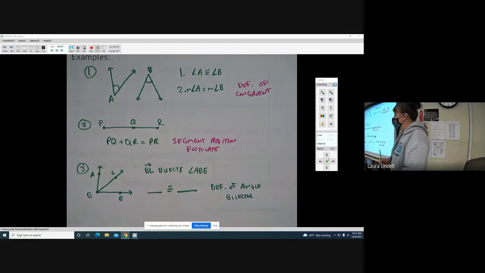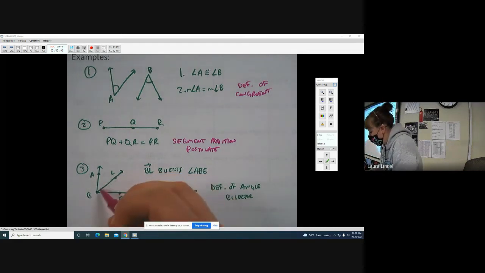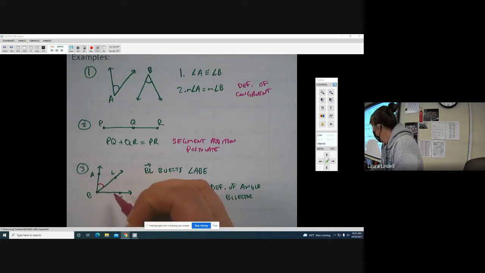So usually what I like to do when I'm given a situation like this is, okay, we've got BL bisects angle ABE. What can I label in my picture that's congruent to each other because of this? If this is the bisector, yeah, ABL, and then what's the other one? LBE. Remember, B's the vertex here. So I would label these two.